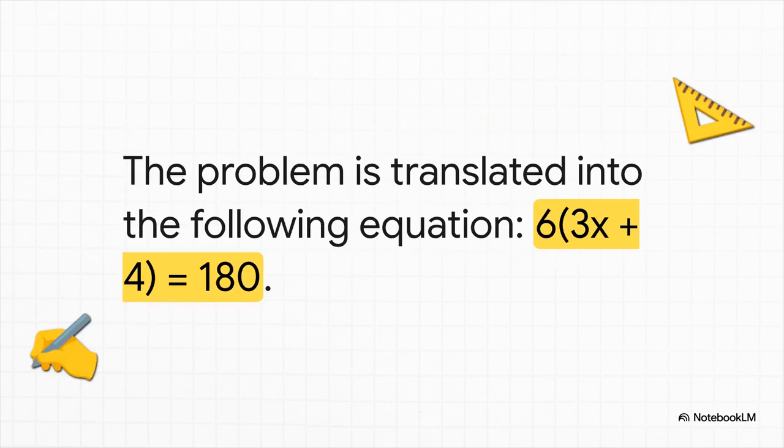And right there, that's the first big skill this lesson is teaching: how to translate a story into pure math. You've got your 6 sections, you multiply that by the number of beams in each section, and it all equals the total of 180. Boom! It's a clean, simple equation just waiting to be solved.